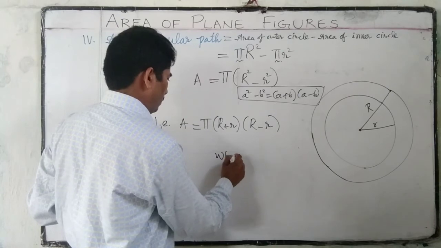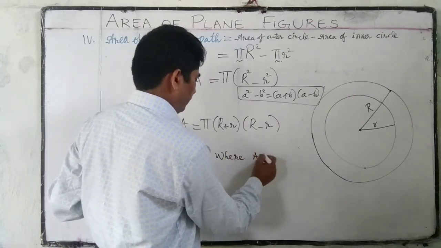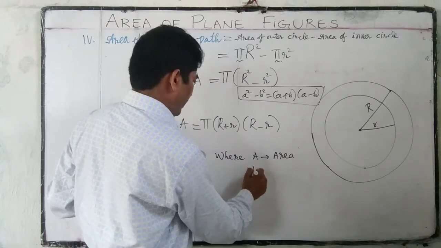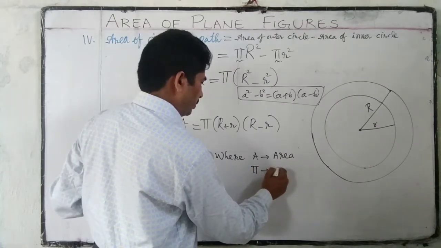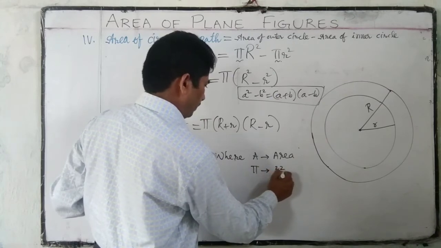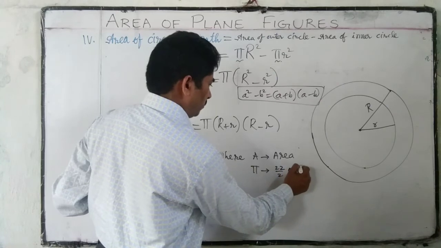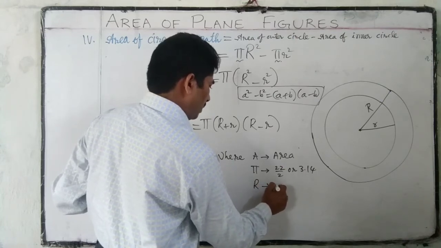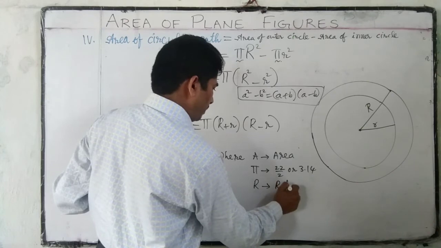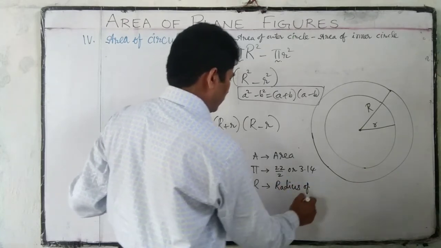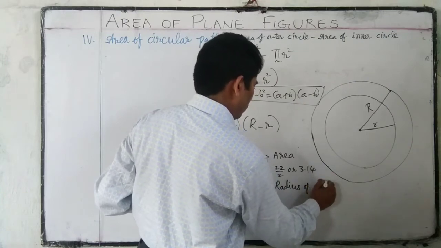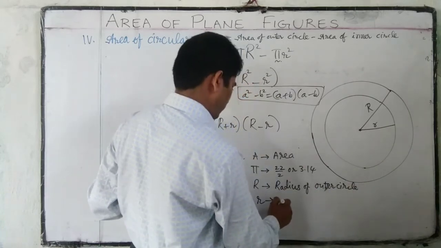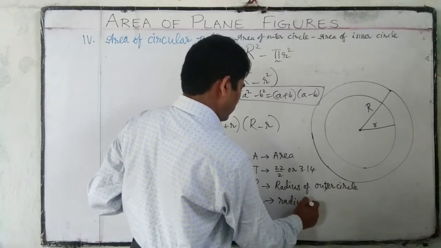Where A is area, pi is constant 22/7 or 3.14, R is the radius of the outer circle, small r is the radius of the inner circle.